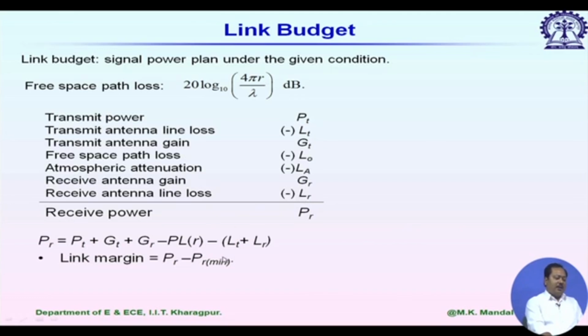So, in decibel scale, it becomes simply an arithmetic addition and subtraction problem. So, PR is PT plus GT, we are just following the sign.